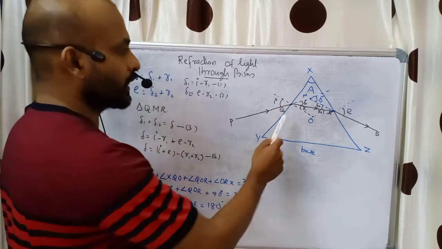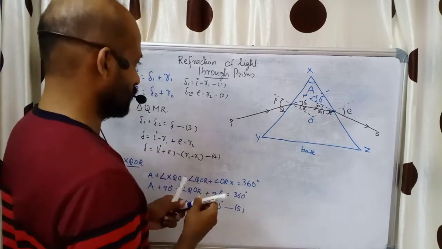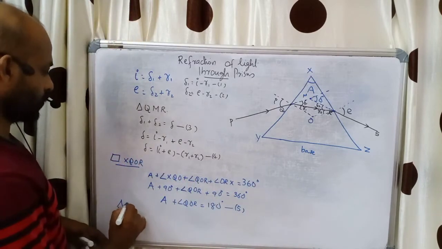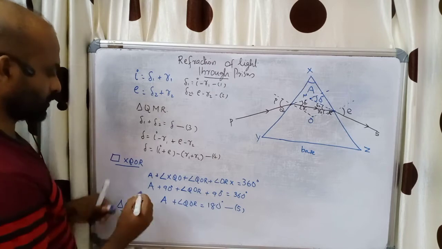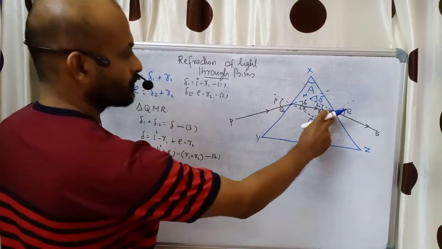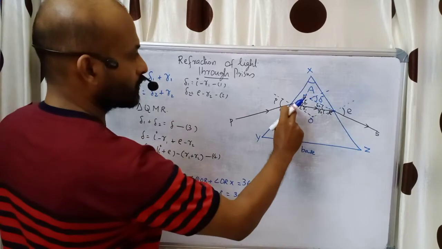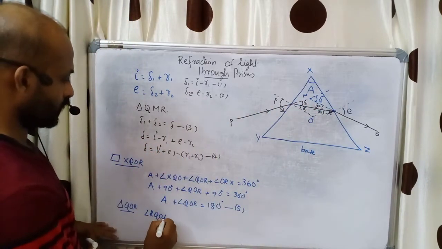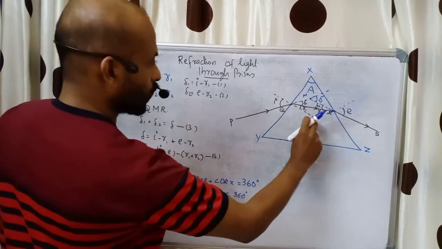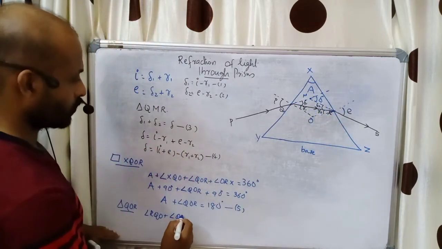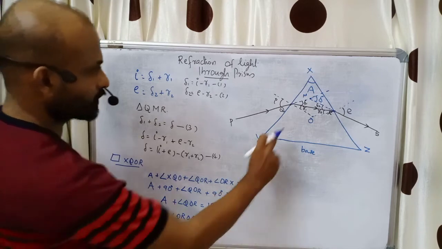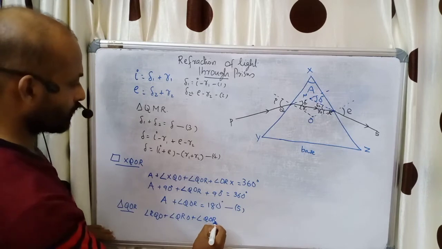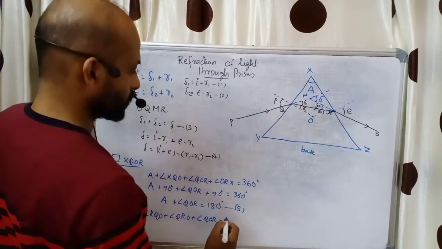Now we will consider a small triangle QOR. So in a small triangle QOR, what is the relation? Sum of these 3 angles. Which is the first angle? Angle RQO, plus second angle QRO, plus angle QOR. When you add these 3 angles, what will you get? You should get 180 degree.